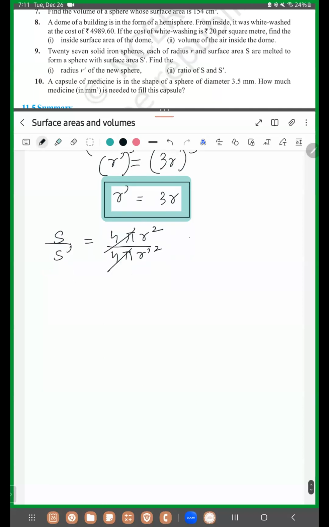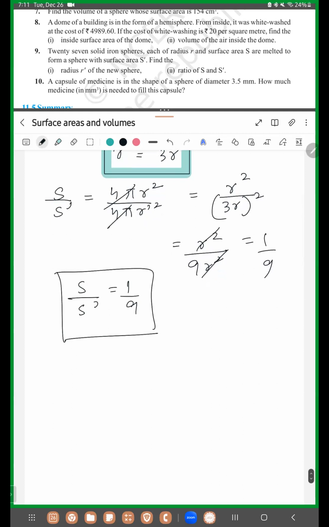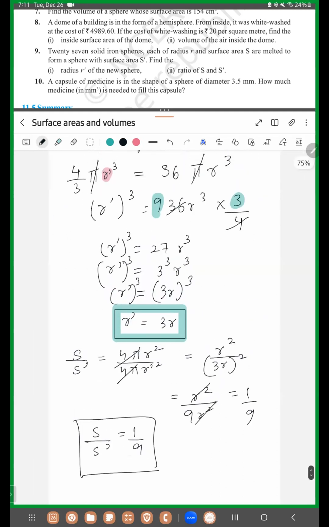4 pi gets cancelled. r is r itself. r dash can be written as 3r. So r square and 3r whole square. So that is r square by 9r square, which is equal to 1 by 9. So the ratio of S by S dash is 1 by 9. Please note this down.